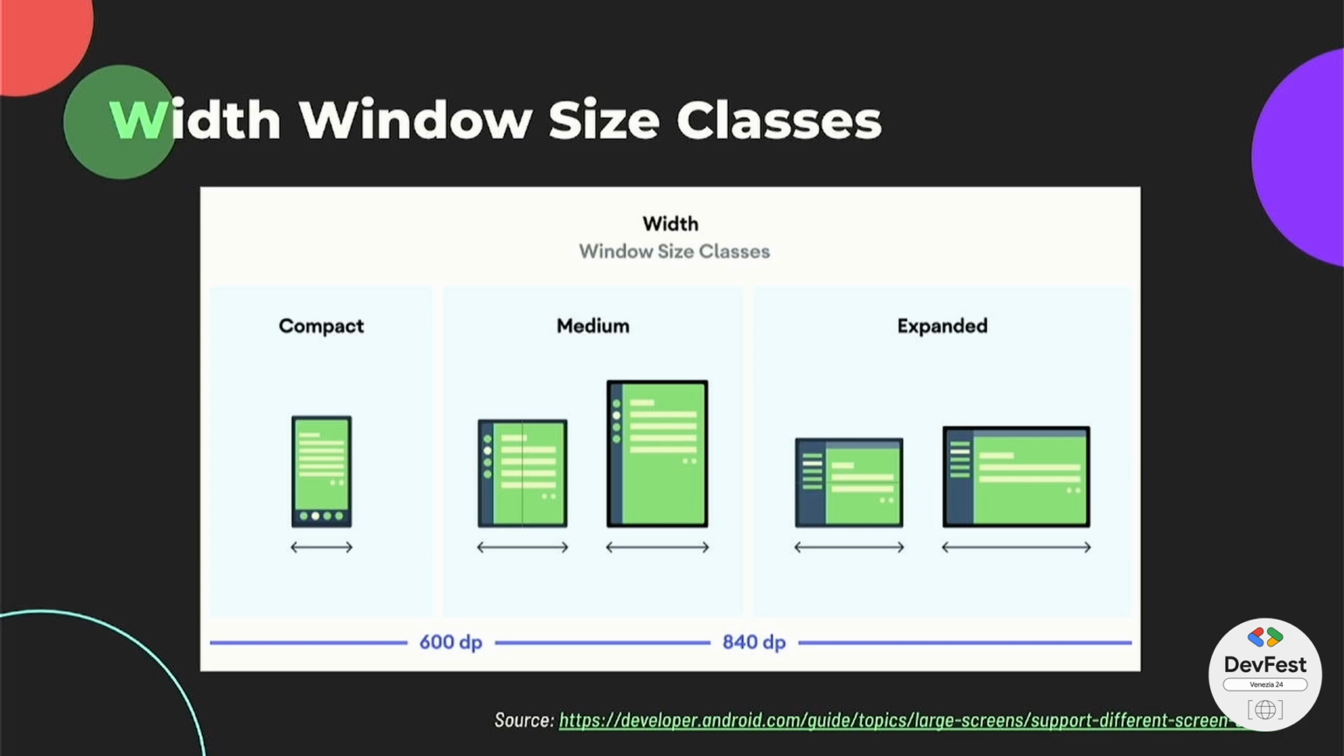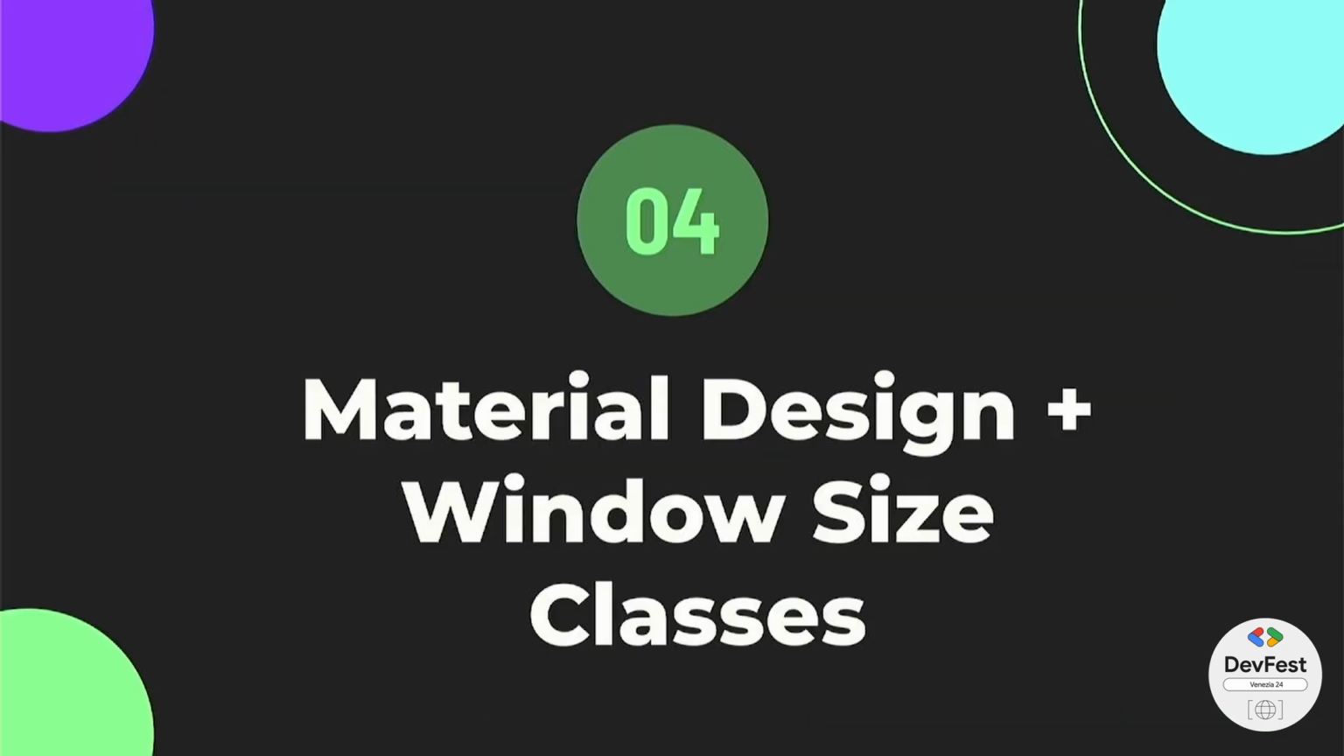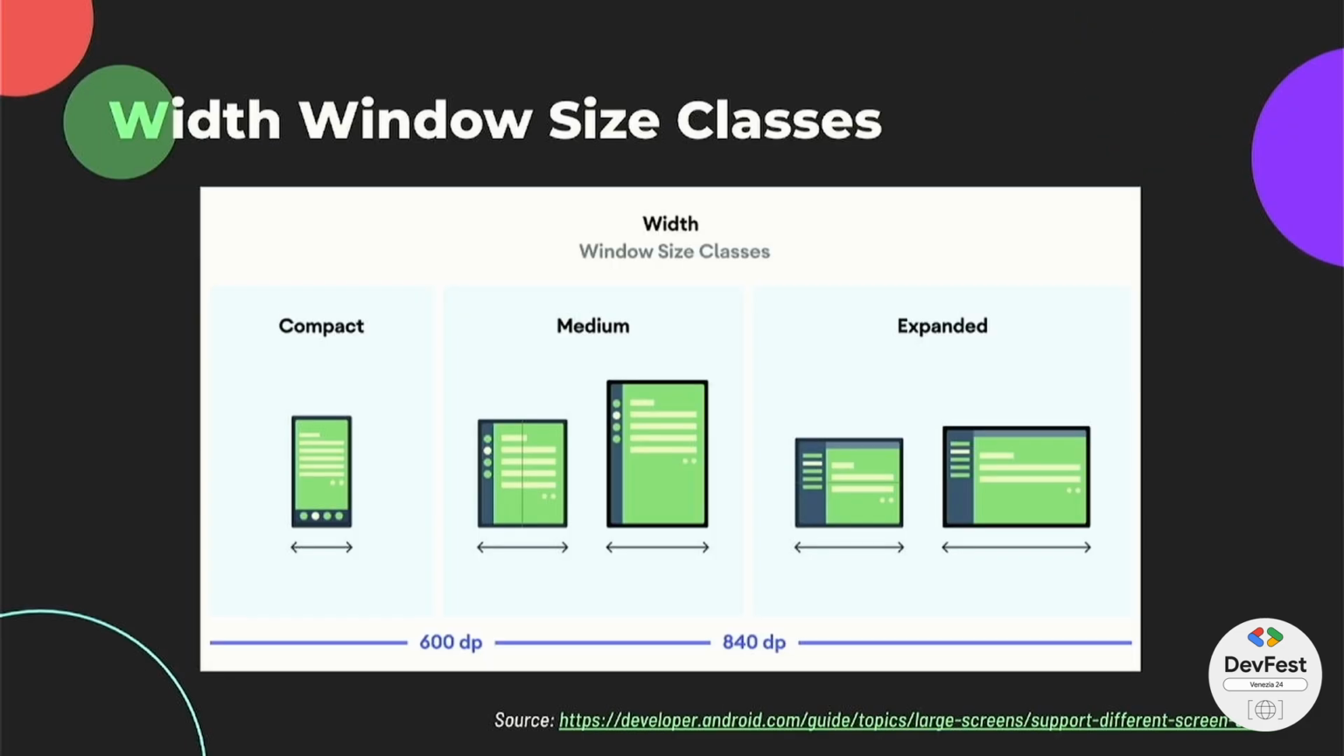So you've got compact, which is basically the width that is up to 600 dp. I'm going to be touching on the width window size class, by the way, for this talk. Then you've got the medium window size class, which is between 600 and 840 dp in terms of width. Then you've got expanded, which is anything greater than 840 dp. And as you can see there, a phone that is in portrait mode is compact, and then when you rotate it, it becomes expanded. So that's how quickly the window size class can change for your app.